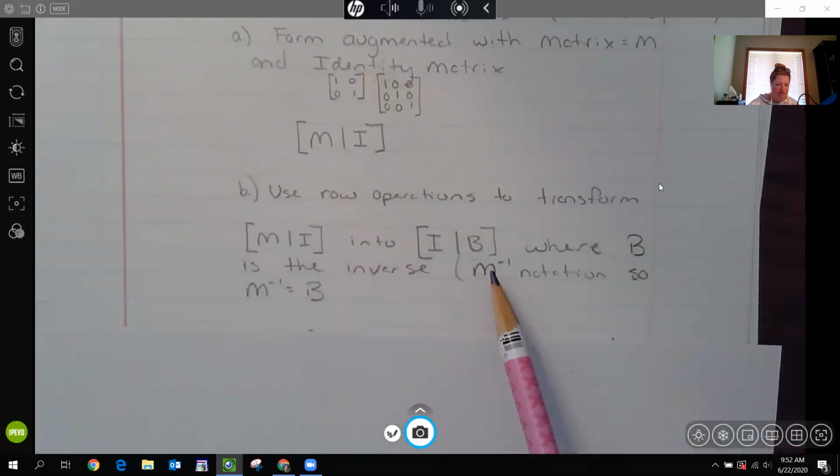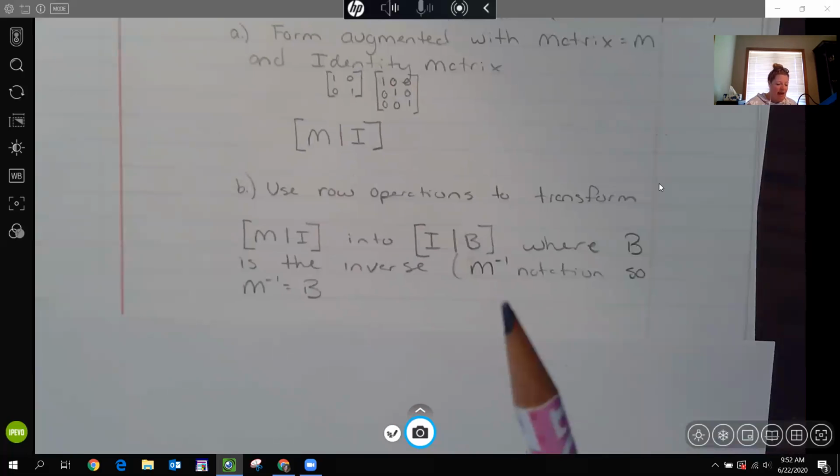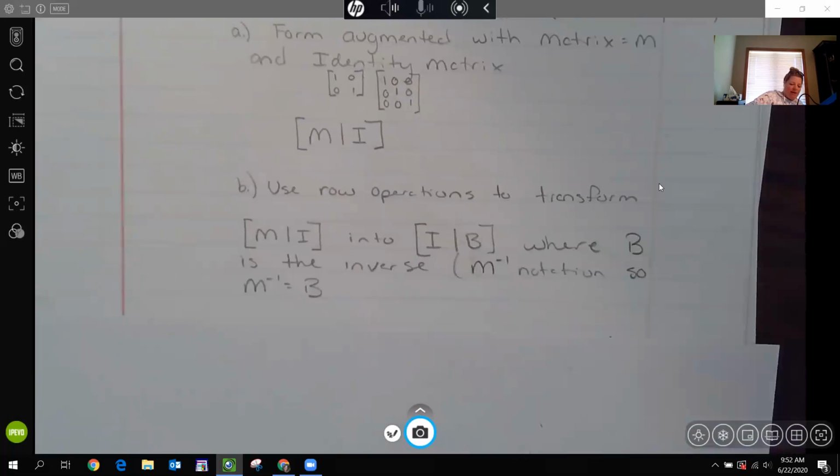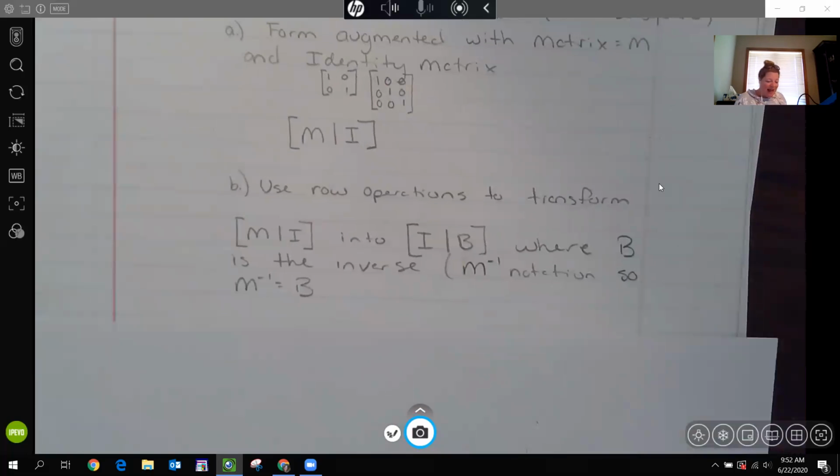We could also use this notation of a -1 exponent. That is the notation for inverse. Just like when you did inverse of functions in algebra, that was the same kind of notation. It might be what your calculator has as well, that -1 notation. All right, so that's our first method.